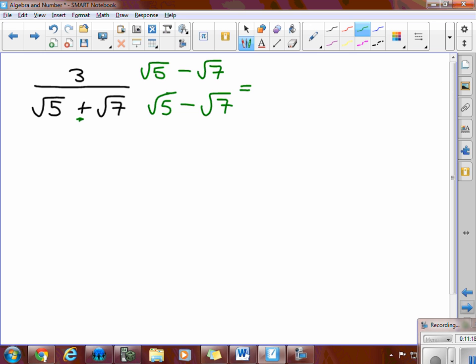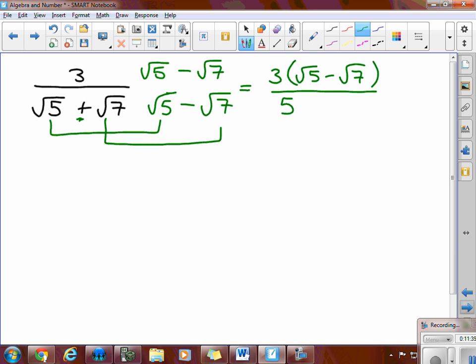So if I go to multiply this out, I get 3 times the root of 5 minus the root of 7 all over, now these are a difference of squares, so root 5 times root 5, that's the root of 25, which is 5, and plus root 7 multiplied by a minus root 7 is a negative root 49, which turns out to be minus 7. So this middle term, since it's a difference of squares, will always be a minus on that bottom if I'm multiplying by the conjugate.